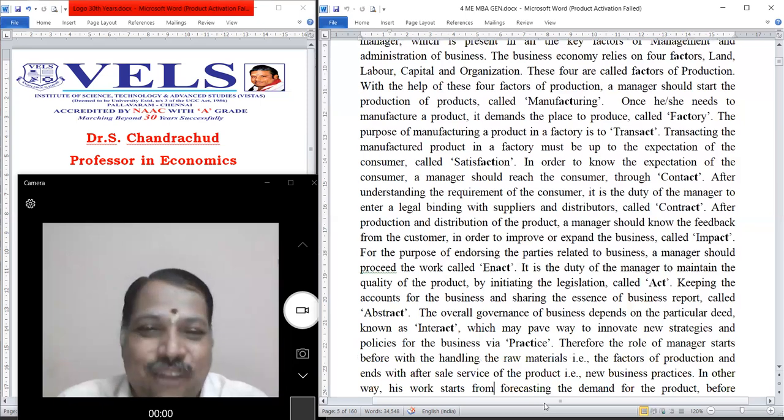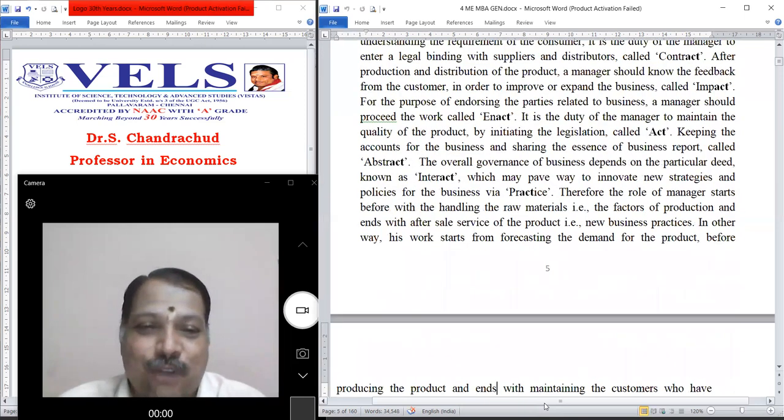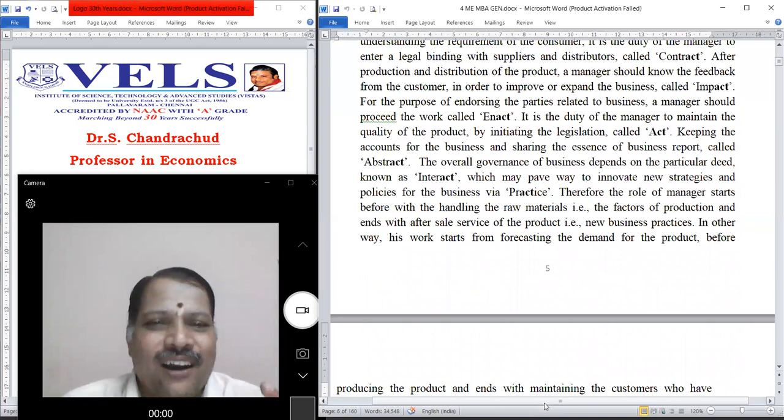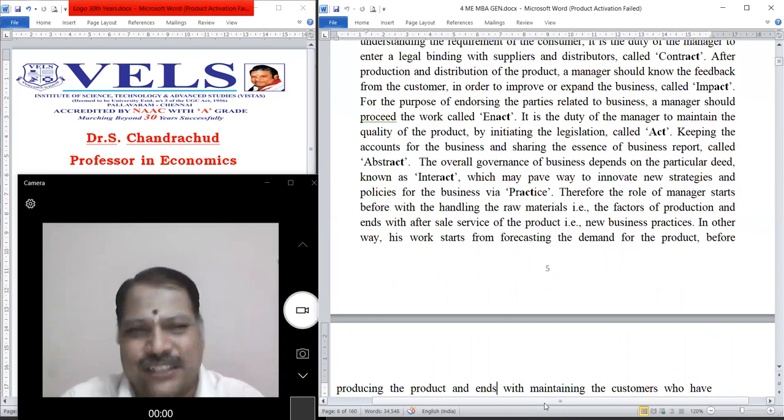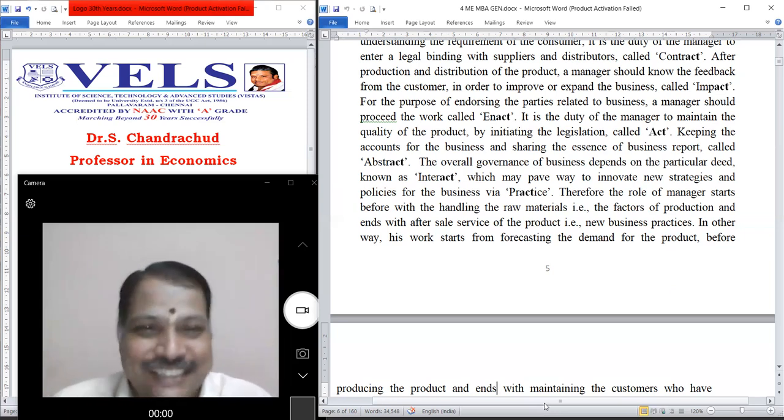After understanding the requirement of the consumer, it is a duty of the manager to enter a legal binding with the supplier, distributor, or other stakeholders. It is called a contract. Once again, see the word contract, ACT is available. After production and distribution of the product, the manager should get feedback from the customer in order to improve or expand the business. It is called impact. For the purpose of endorsing the parties related to the business, a manager should proceed. The work is called enact. See the word, ACT is available.